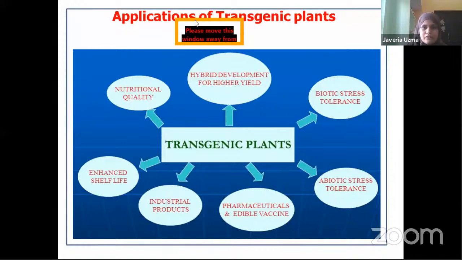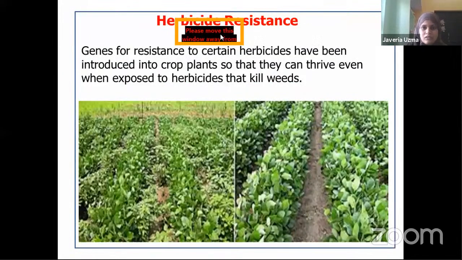So one by one we'll see the different applications. First one is herbicide resistance. This is one of the traits introduced using transgenic technologies. In this picture, you see many weeds, unwanted plants, growing in between fields. Here you can see transgenic plants where there is no weed growth, meaning unwanted plants, weeds which are not useful, are avoided here.